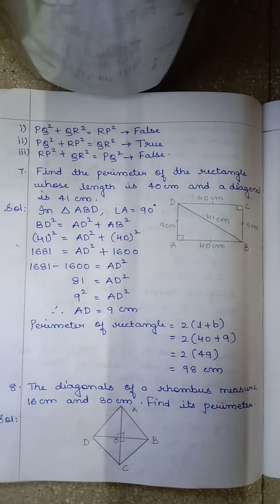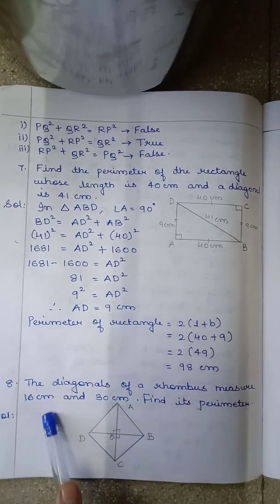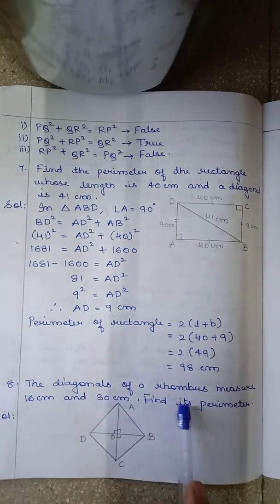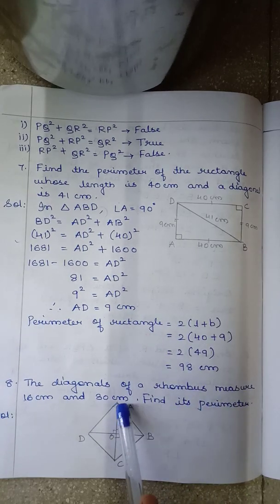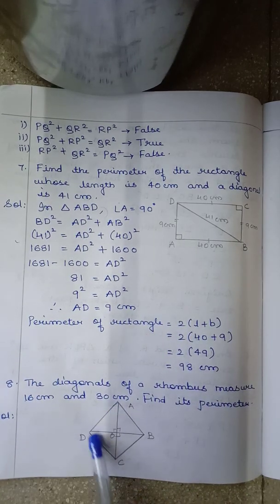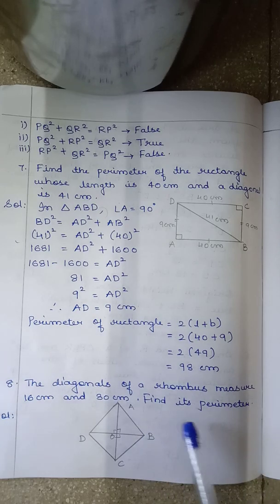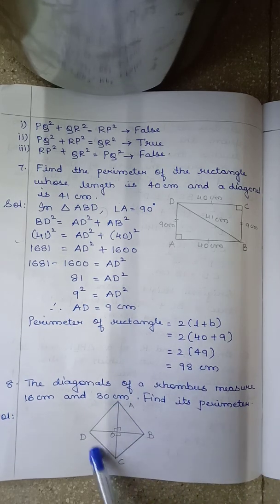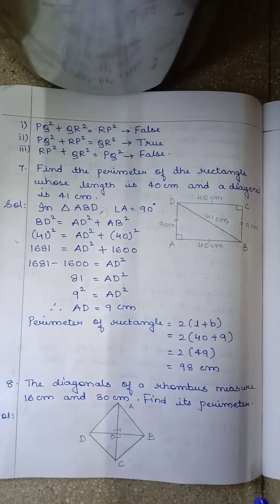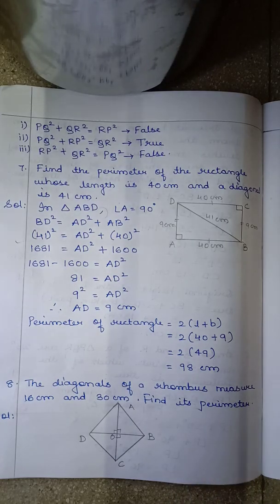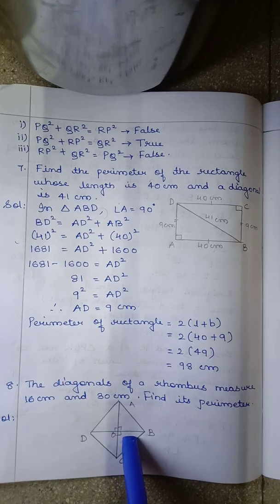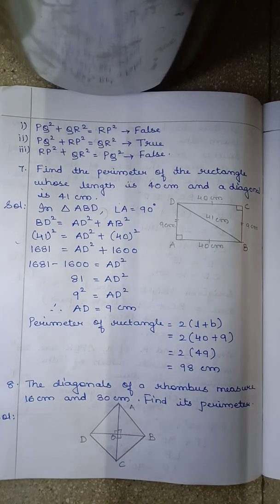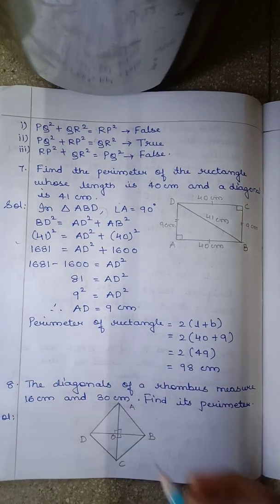Children, now coming to the last question of the exercise, the 8th one. The diagonals of a rhombus measure 16 centimeter and 30 centimeter. Find its perimeter. So again you have to find the perimeter of a rhombus. Here I have drawn ABCD, which is a rhombus. Perimeter means again you have to add all the four sides of the rhombus. You must know the property of a rhombus is that all the four sides are equal. So if you get any one of the sides, you can find its perimeter.